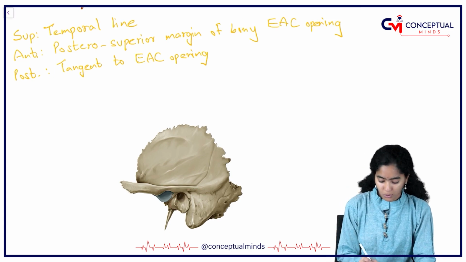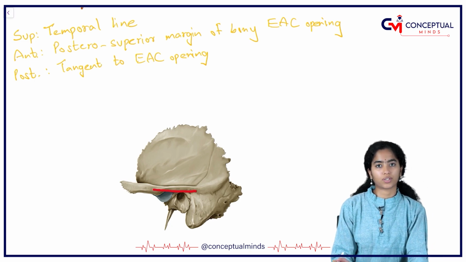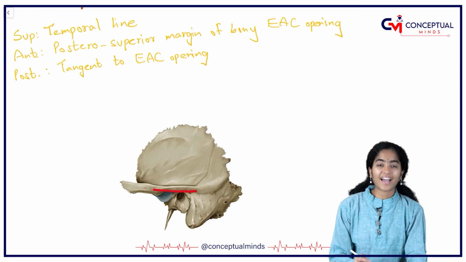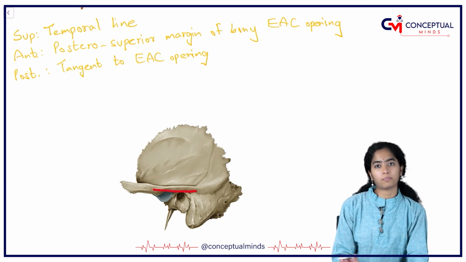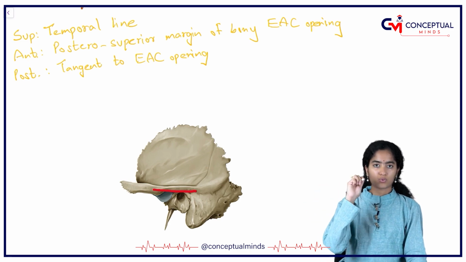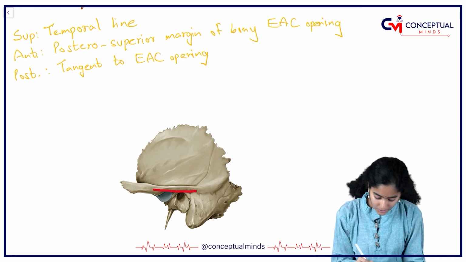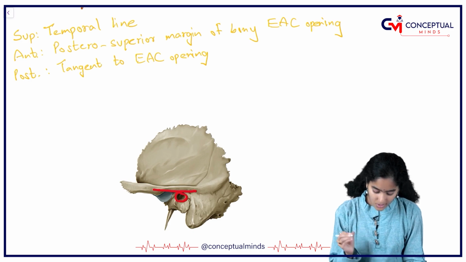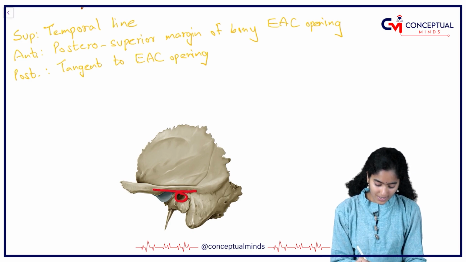Superior border is formed by the temporal line that is present on the temporal bone. Next, the anterior margin of this triangle is formed by posterior-superior margin of the bony external auditory canal. The external auditory canal is running like this, and its posterior-superior part. So let us identify that in this picture. This is the external auditory canal opening, and the posterior-superior margin is this.